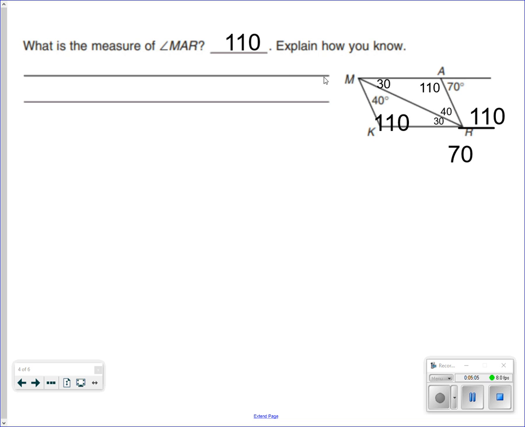What is the measure of MAR? Well, it's 110, okay? But MKR is also 110, and these labels and these angles in here aren't labeled, okay? Let's keep cruising on here.